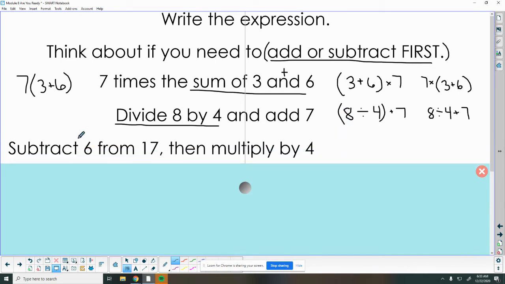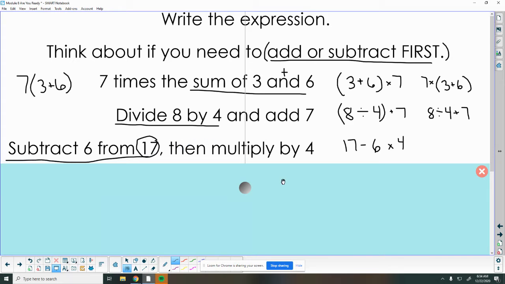Here we have that we are going to subtract 6 from 17, then multiply by 4. So subtract 6 from 17. So we have 17. 17's got to come first because we're taking 6 away from that. So 17 minus 6, then times by 4. So the first thing it wants us to do is subtract.